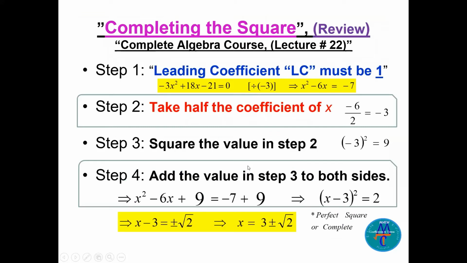Now, this slide is a review, in case you would like to see. This is a review on the completing the square method. This is in the complete algebra course, lecture number 22. Quickly here, I can say there are 4 steps. The leading coefficient should be 1. Take half the coefficient of the x in the middle, and then square the value in step 2, add it on both sides. You can find the completing the square.